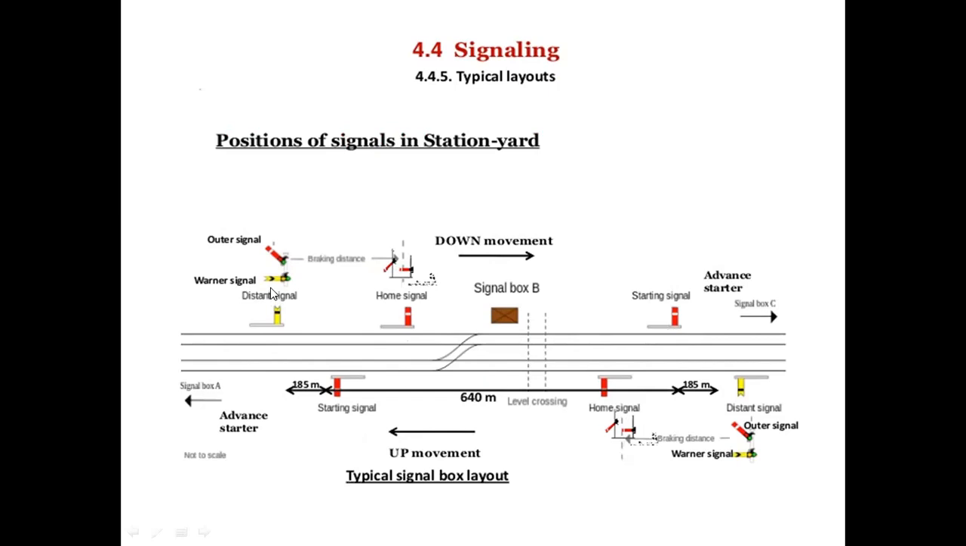These are the Warner and outer signals. This is the signaling box here, and this is the start signal, and this is where the level crossing has been provided. And this is the home signal, and this is the distant signal, and this is the starting signal. The distance between the home signal and the distant signal is nothing but the braking distance for the locomotive, for the train to be stopped. This is the Warner signal, and this is the outer signal.